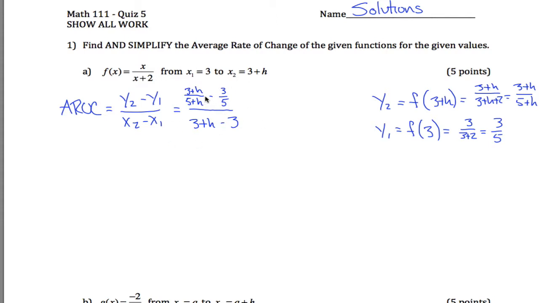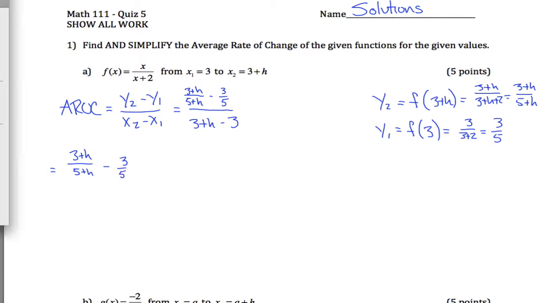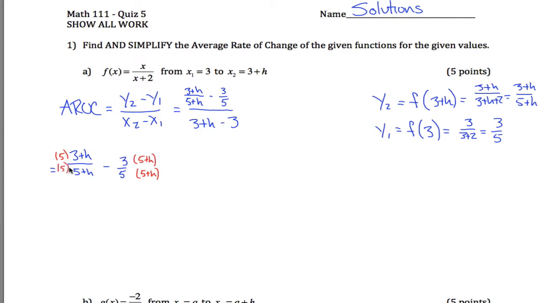This is correct, it's just not simplified, but it is the average rate of change, this mess right here. If we want to simplify this, what we've got to do is take care of these fractions inside fractions. So I think the easiest way to do that is to find a common denominator in the numerator of the big fraction. So instead of 3 plus h over 5 plus h and 3 over 5, what I can do is multiply this side by 5 plus h over 5 plus h, and this side by 5 over 5.